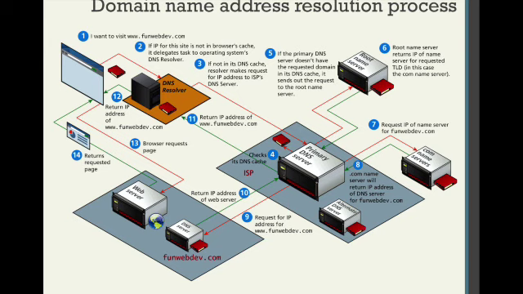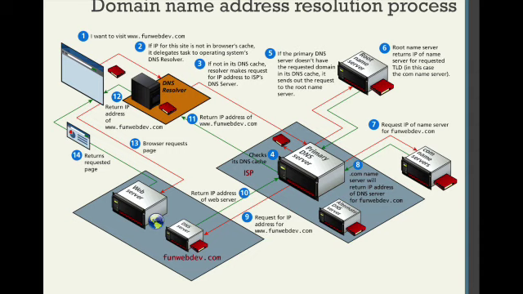If the requested domain is in its cache, then the process jumps to step number 11 to return the IP address of the website. So if the local DNS server does not have the IP address for the domain inside its cache, then it sends out the request to the root name server, which returns the IP address of the name server for the top level domain, or .com in this case.